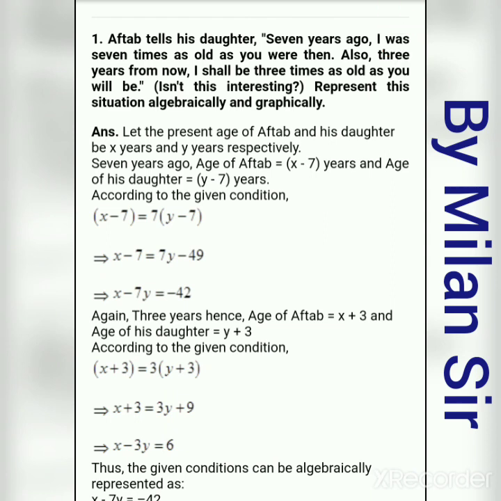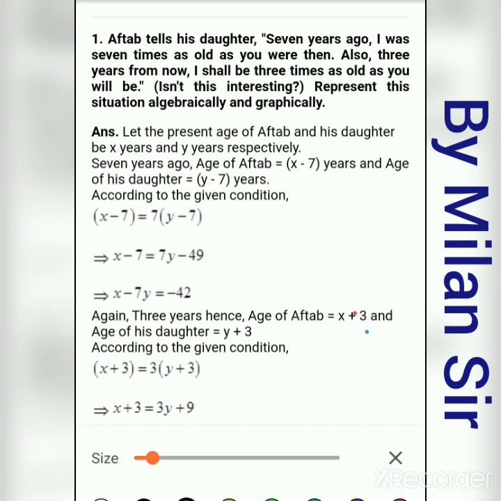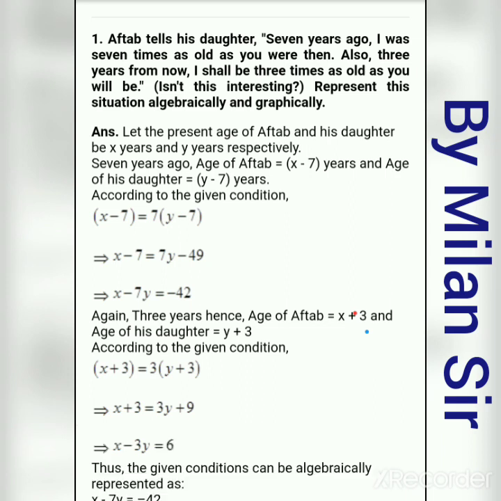Today I explain you exercise 3.1. So first question, Aftab tells his daughter, 7 years ago I was 7 times as old as you were then. Also, 3 years from now I shall be 3 times as old as you will be. Is not this interesting? Represent this situation algebraically and graphically.